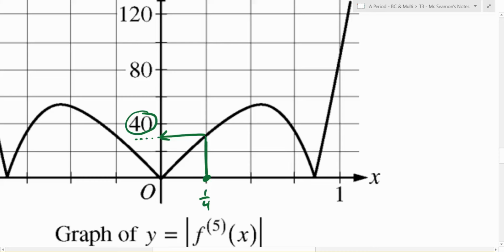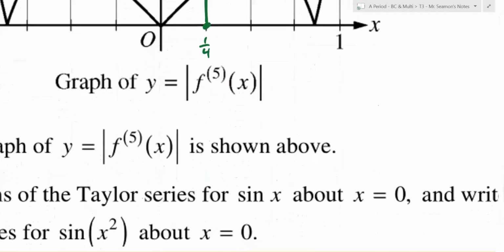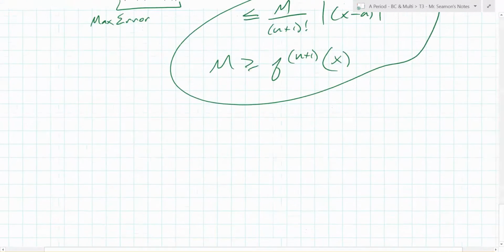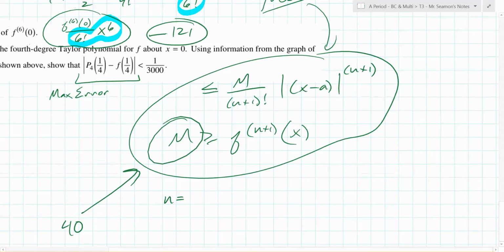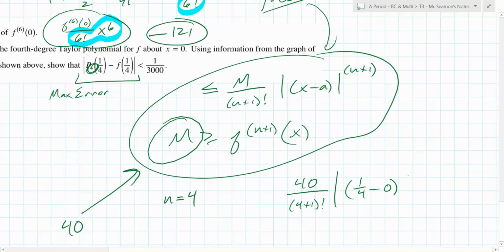40. So call it, quote unquote, round it up to 40, and then you hope that it's still less than 1 over 3,000. So when you plug this in, you're saying the M value is going to be 40. What's the n value in this scenario? 4. So when you plug it into this statement, what do you get? You get 40 over 4 plus 1 factorial, times 1/4 minus, what is the polynomial centered around on this one? 0, so it's minus 0, which makes you happy because you don't want to have to exponentiate horrible fractions. To the what power? 5th.